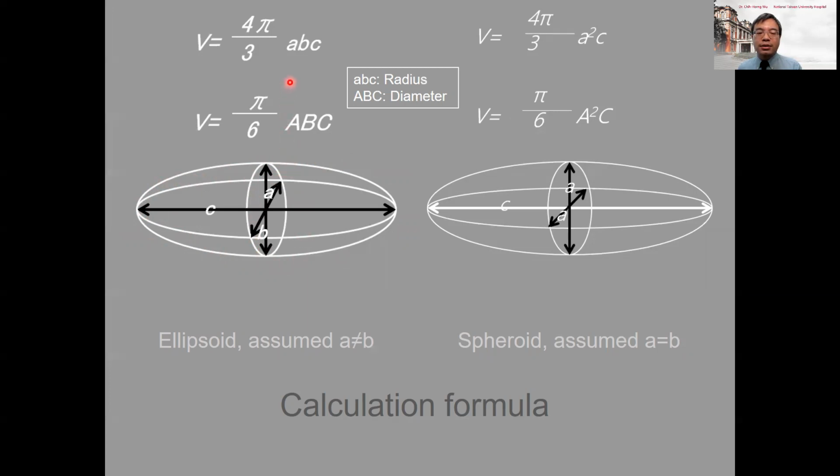And in the general condition, we will not measure the radius. Instead, we measure the diameter. So we can shift the formula from this to this formula. And then if we assume that the width and the depth are equal, we can further transform the formula into this formula. Therefore, we can have a simplified way to do this.